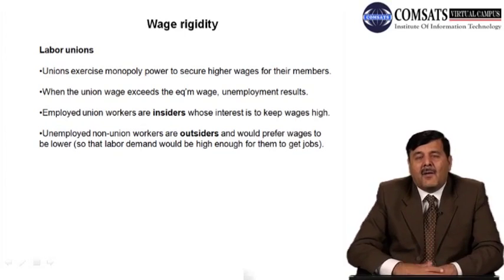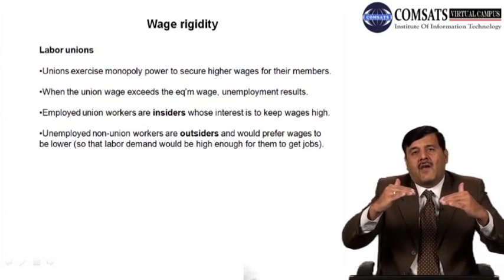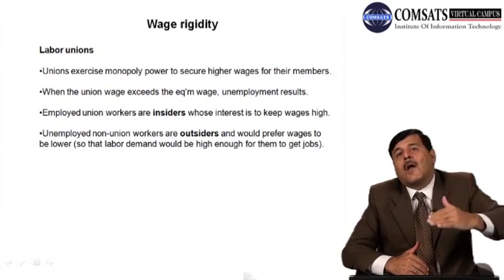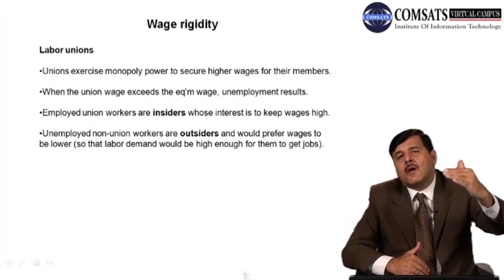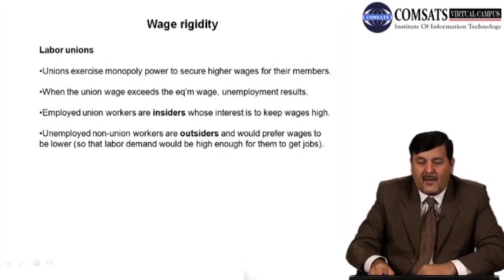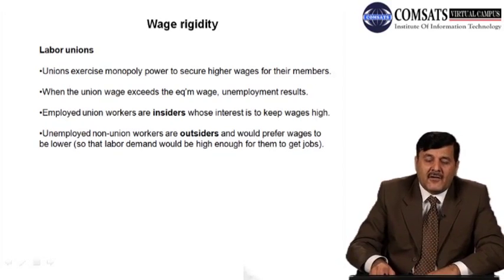सो बिकॉज ऑफ द लेबर यूनियंस, वेजेस आर रिजिड डाउनवर्ड, और इन यूनियंस की कोशिश होती है कि वेजेस को ऊपर की तरफ रखा जाए, इक्विलिब्रियम से ज़्यादा रखा जाए. और जब वेजेस अबव होती है इक्विलिब्रियम वेज से, तो नेचुरली देयर विल बी अनएम्प्लॉयमेंट इन द इकॉनमी. तो दिस इज लेबर यूनियन इज अनदर काज ऑफ द वेज रिजिडिटी.